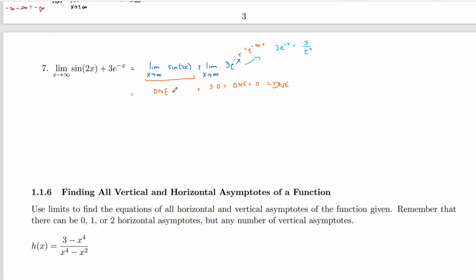All right. But one point I wanted to make with this problem is that a true D and E like this, there is no idea of infinity or negative infinity. It's a real, does not exist. The other thing I wanted to mention is that when you have D and E, it doesn't matter if you add, subtract, multiply, or divide, it's just D and E. D and E overpowers everything else.